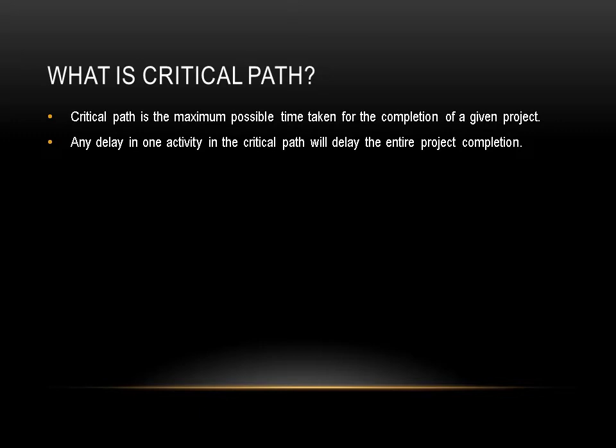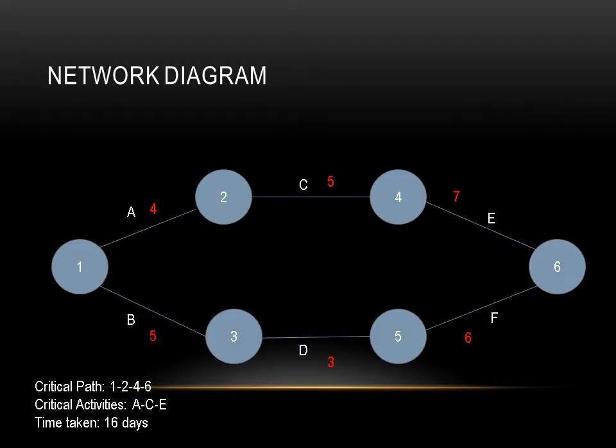Like in GATE, you are asked what is the minimum time taken to complete a project, but you know that the critical path is the maximum possible time taken to complete a project. But you need to be clear that the minimum time taken to complete a project is also the critical path. I will show you how in the further slides. Now let's understand the network diagram.